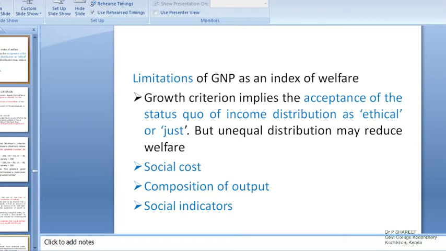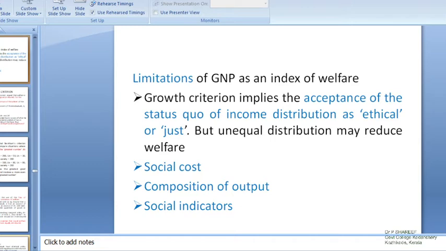Then, composition of output. The national income may be a result of producing necessary commodities, luxurious commodities, and commodities which are related to the provision of law and order in the economy, that is, defense articles. So the composition of output has to be clearly identified while evaluating the level of welfare.